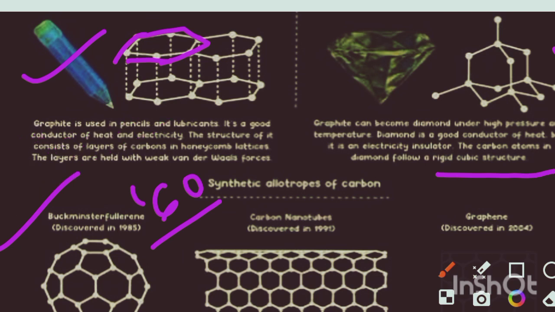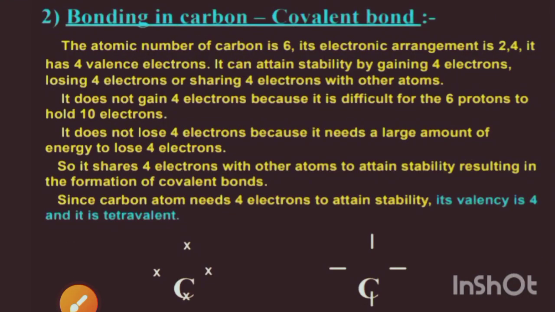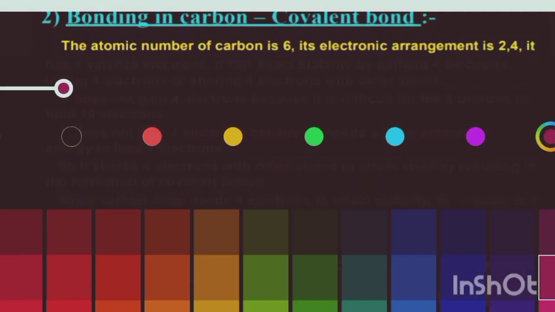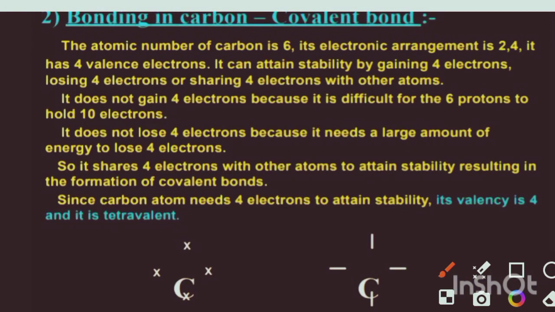Now see the next slide: bonding in carbon, the covalent bond. Which type of bonding occurs in carbon? Covalent bonding occurs. Carbon forms tetravalent compounds, so it forms covalent bonds. It requires 4 electrons to complete its octet. Now see what points are given. It does not gain 4 electrons because it is difficult for 6 protons to hold 10 electrons. It does not lose 4 electrons because a large amount of energy is required. That is why it forms covalent bonds for the stability of the compound.